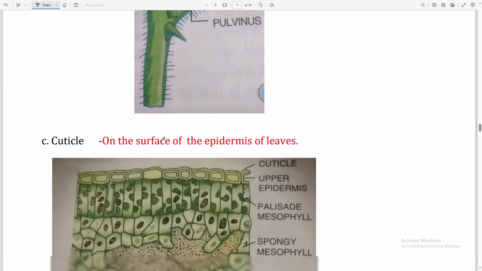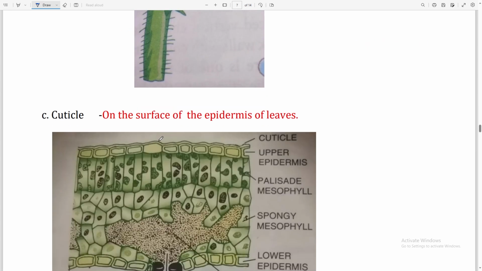Cuticle, on the surface of the epidermis of leaves. In this diagram we can find this is the upper epidermis. So on the surface of epidermis is present the cuticle.